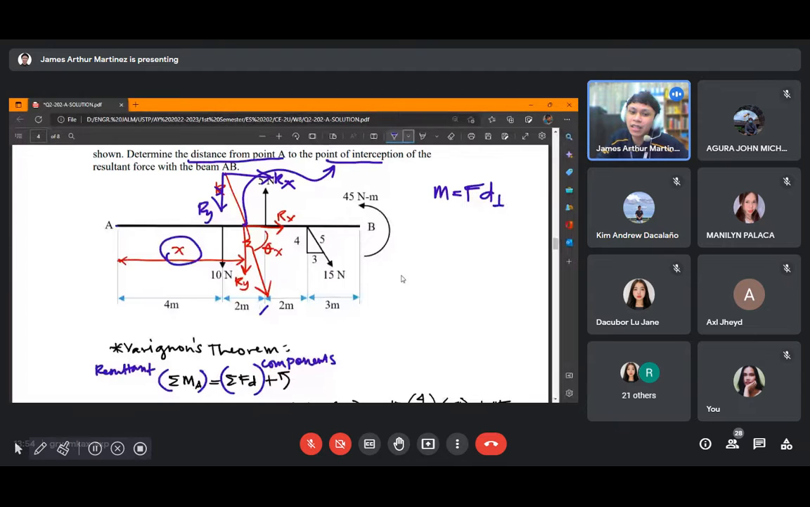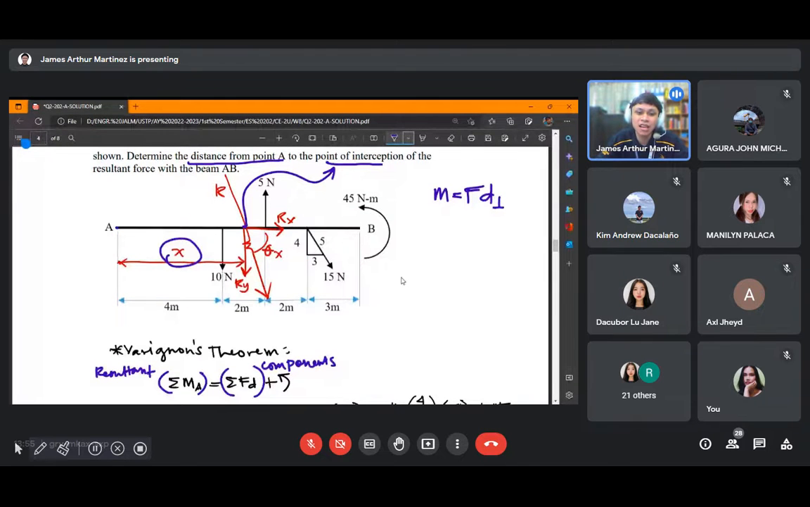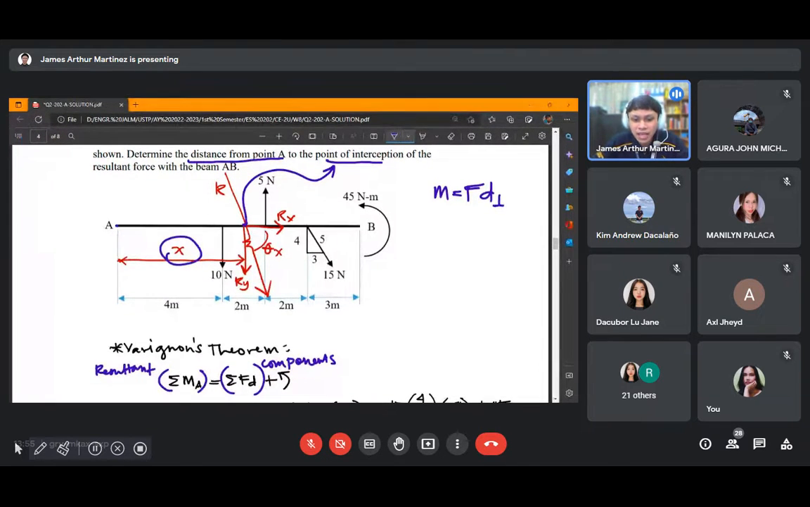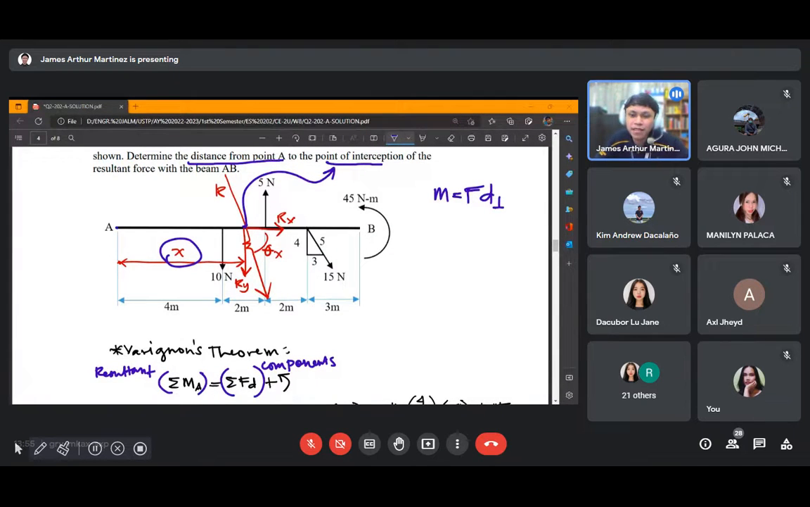Why do we place it there? That is because, when taking moment at point A, RY has just our distance x as its moment arm. So no problem with distance x, since that is the goal of the problem. And RX, the x component of your resultant force, when taking moment at point A, cancels out; it is eliminated. Okay? So why does it get eliminated, class? Anyone?